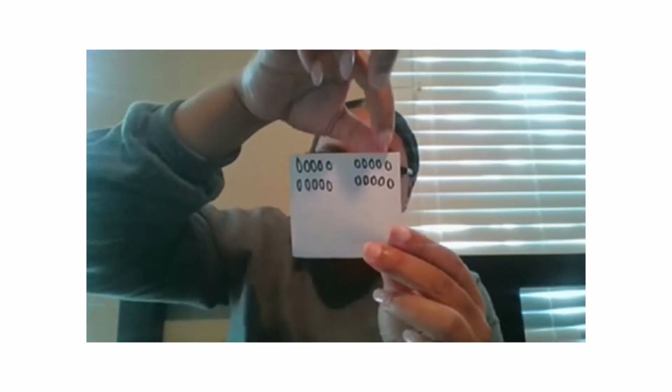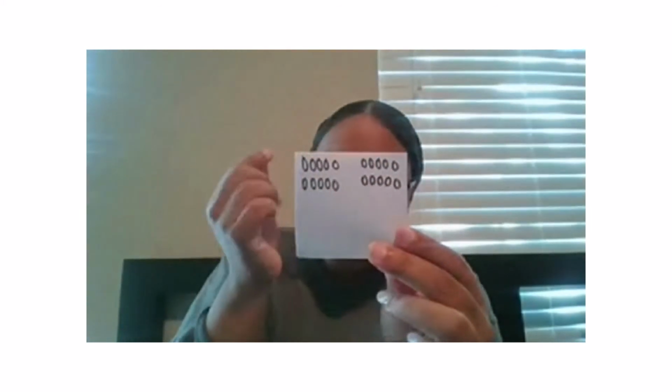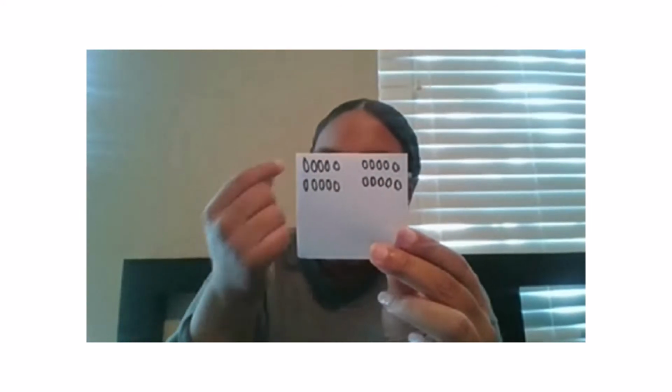1 ten. Great job. Count this one. 5, 10, 15, 20. Great job. You can see your 10 frame right here, 10 frame right here. So how many 10s do you have right here? 1 ten. How many 10s do you have right here? 2 tens. Great job. 10, 10 is 20. So right here you have 20. If you want to do it the count by 5 way, 5, 10, 15, 20.